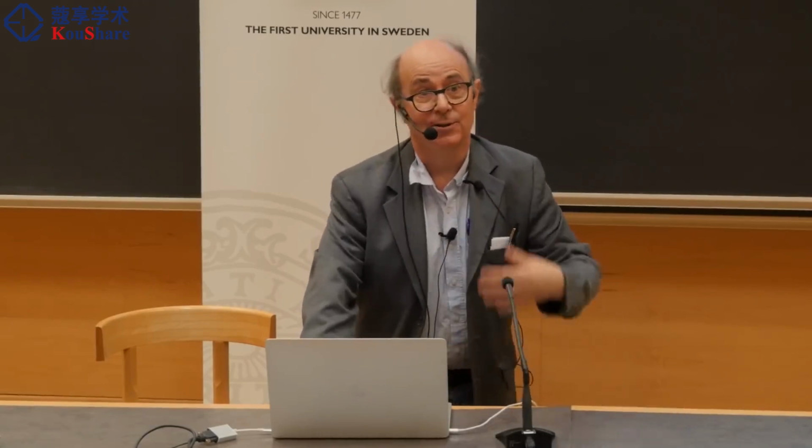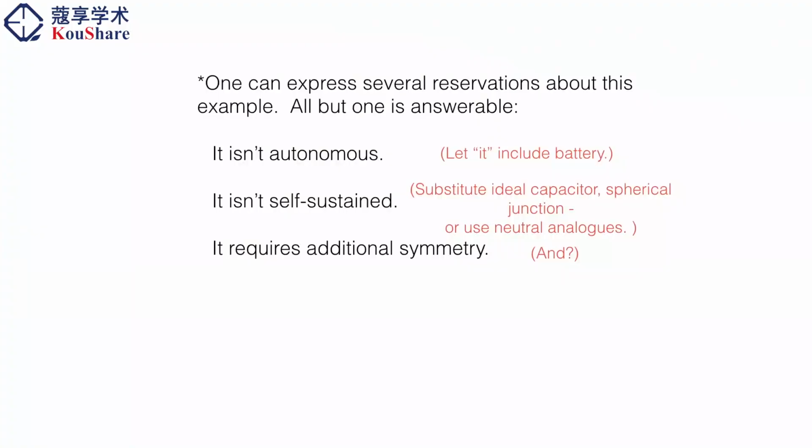Well, you don't need the battery. You just have an ideal capacitor or a spherical junction so that it doesn't radiate, or use the neutral analogs, and this can minimize or theoretically completely eliminate dissipation. It requires additional symmetry. Some people have objected on that ground, but so what?